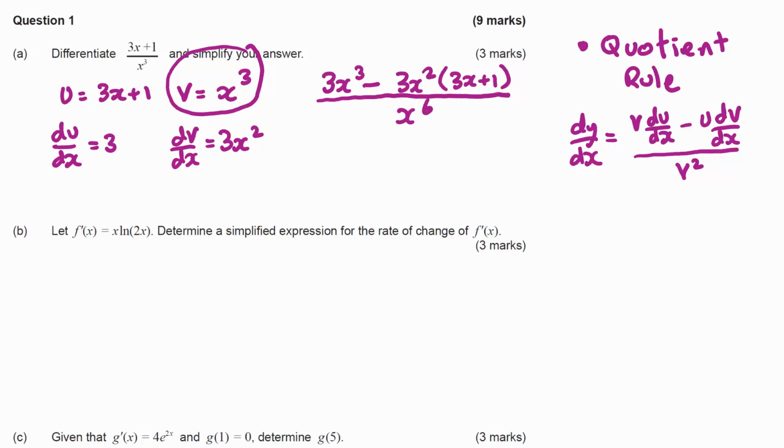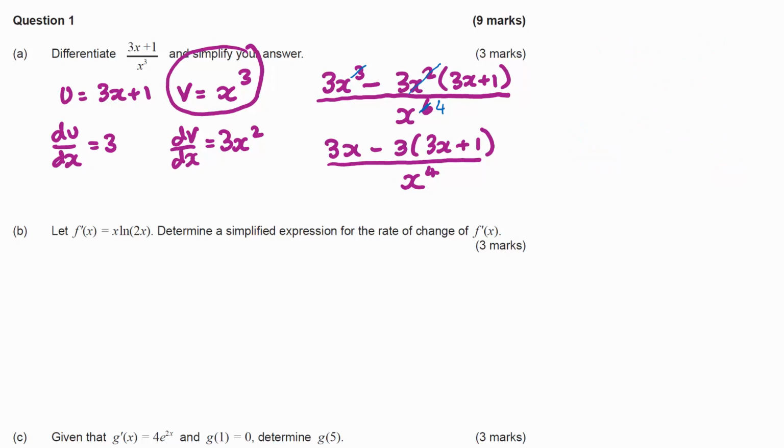Now we can actually do some cancelling here. We've got an x squared here and here, which would cancel this one down to x to the power 4. And so we have 3x, take away 3 lots of (3x + 1), and that would be over x to the power 4.